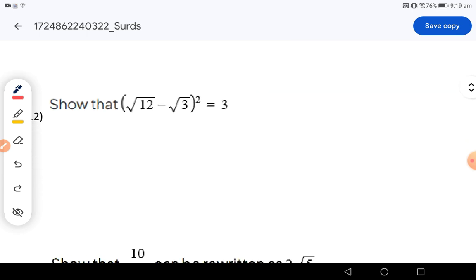Question 12. Show that root 12 minus root 3 whole square equal to 3. So root 12 is 4 into 3, so 2 root 3 minus root 3 whole square.